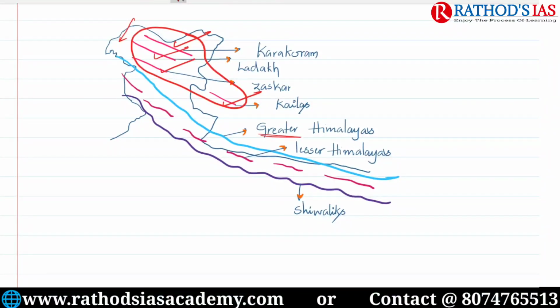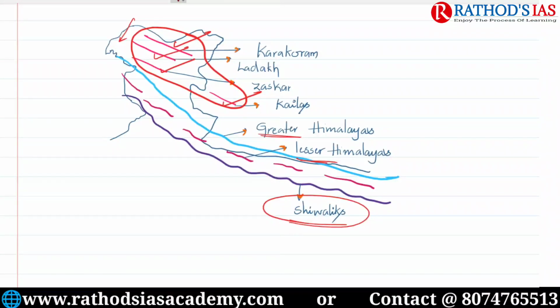And below this Trans Himalayas, we have the most continuous range that is called Greater Himalayas. And below that you can see the discontinuous range, that is Lesser Himalayas. And down we can see the southernmost, Shivaliks or Outer Himalayas. So this is about this topic.